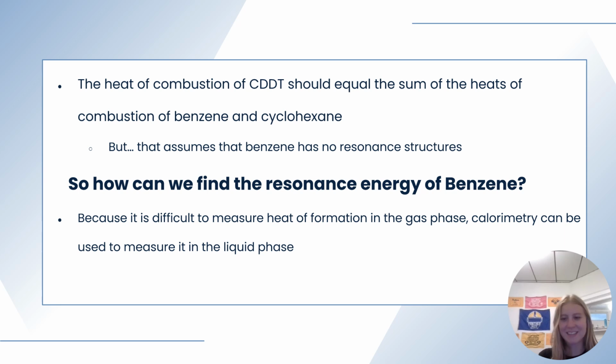So based on the reaction that we saw on the last slide, it could be assumed that the heat of combustion of CDDT should equal the sum of the heats of combustion of benzene and cyclohexane. However, this is just not seen to be true, and that is because it assumes that benzene has no resonance structures, which just isn't true. So then how can we find the resonance energy of benzene?